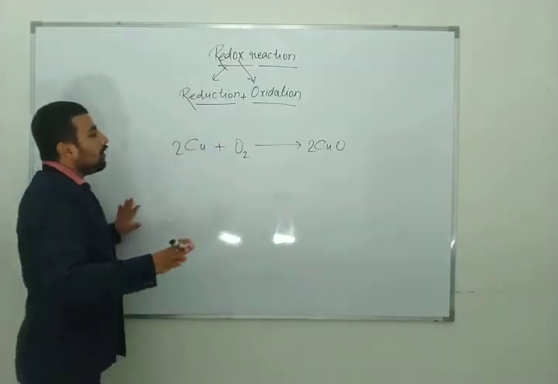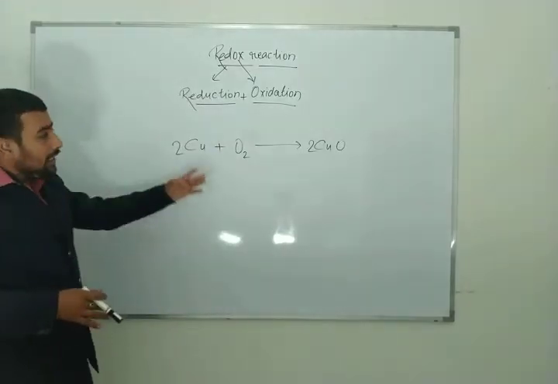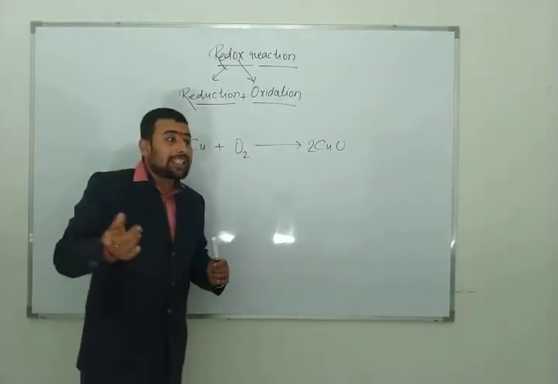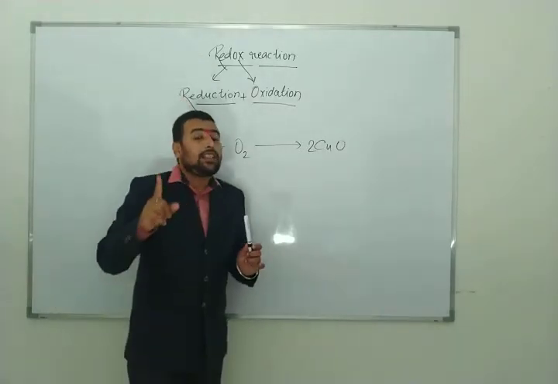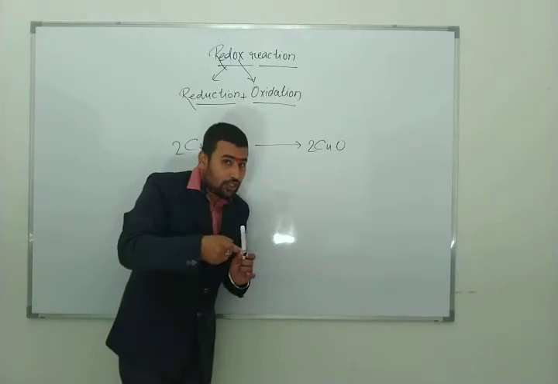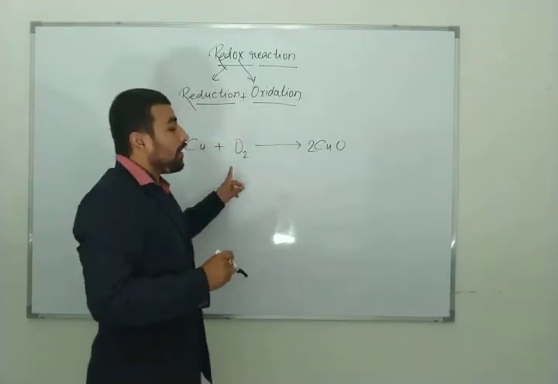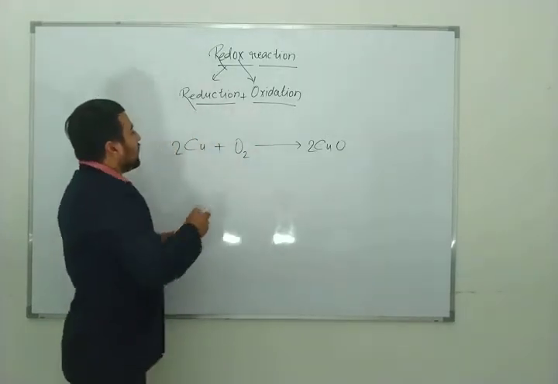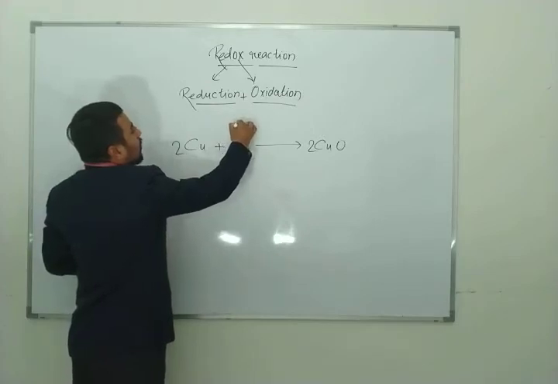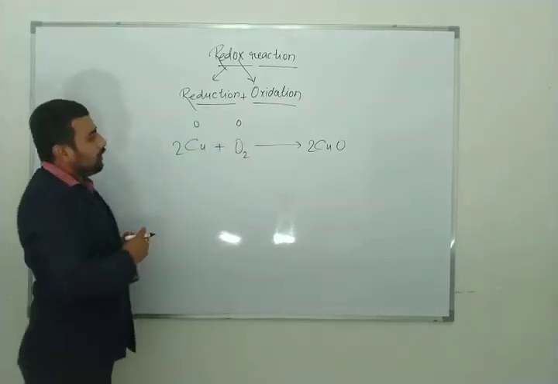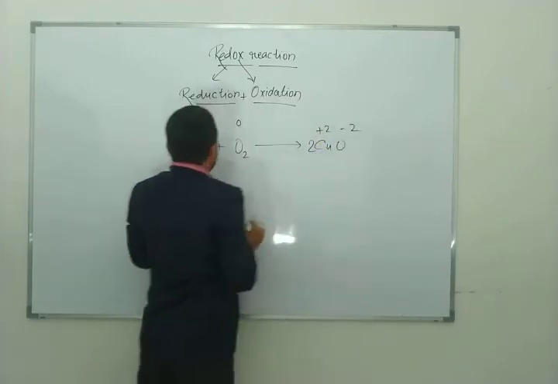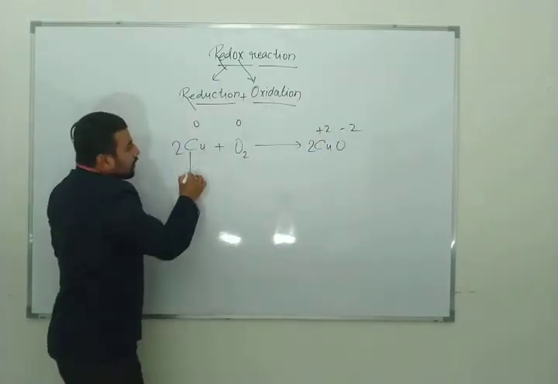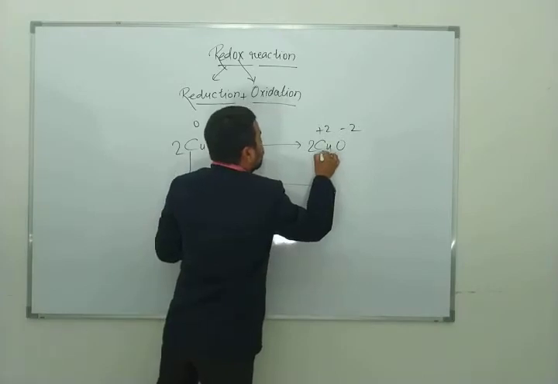Let me show you first of all how this reaction is a redox reaction. You studied this in class 10, if you remember the first chapter, chemical reactions; only this reaction was there. See here, these are neutral molecules, so their oxidation states are 0. As this is the cuprous oxide, it is plus 2 and minus 2. You can see here that copper goes from 0 to plus 2.